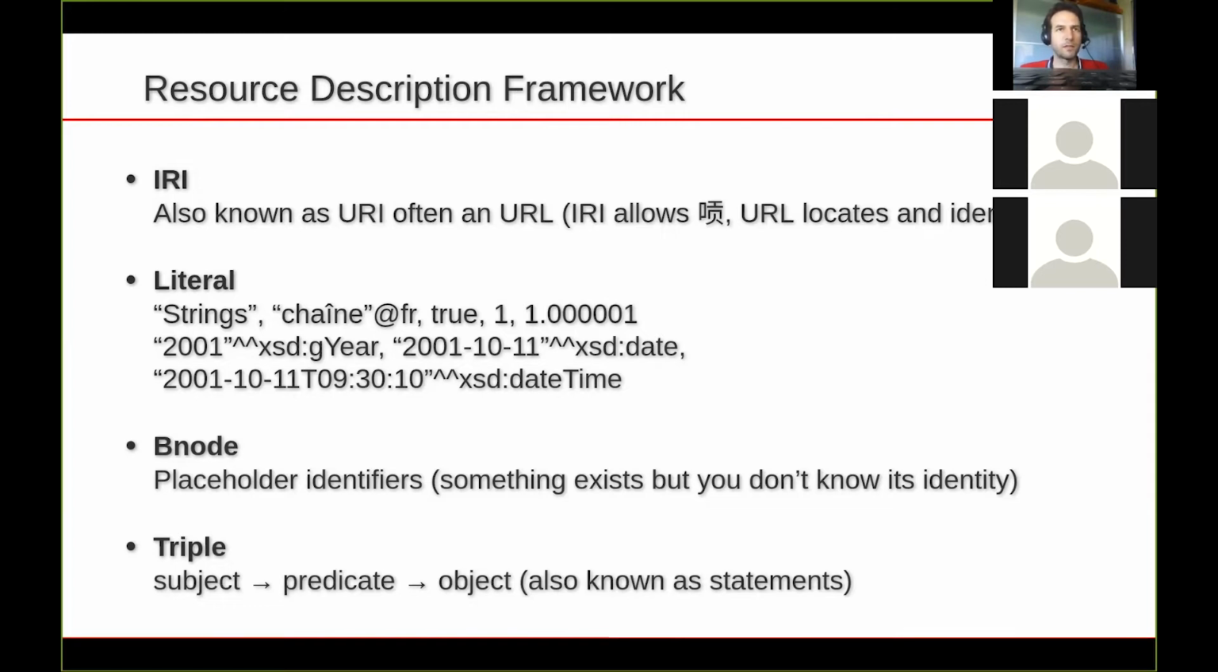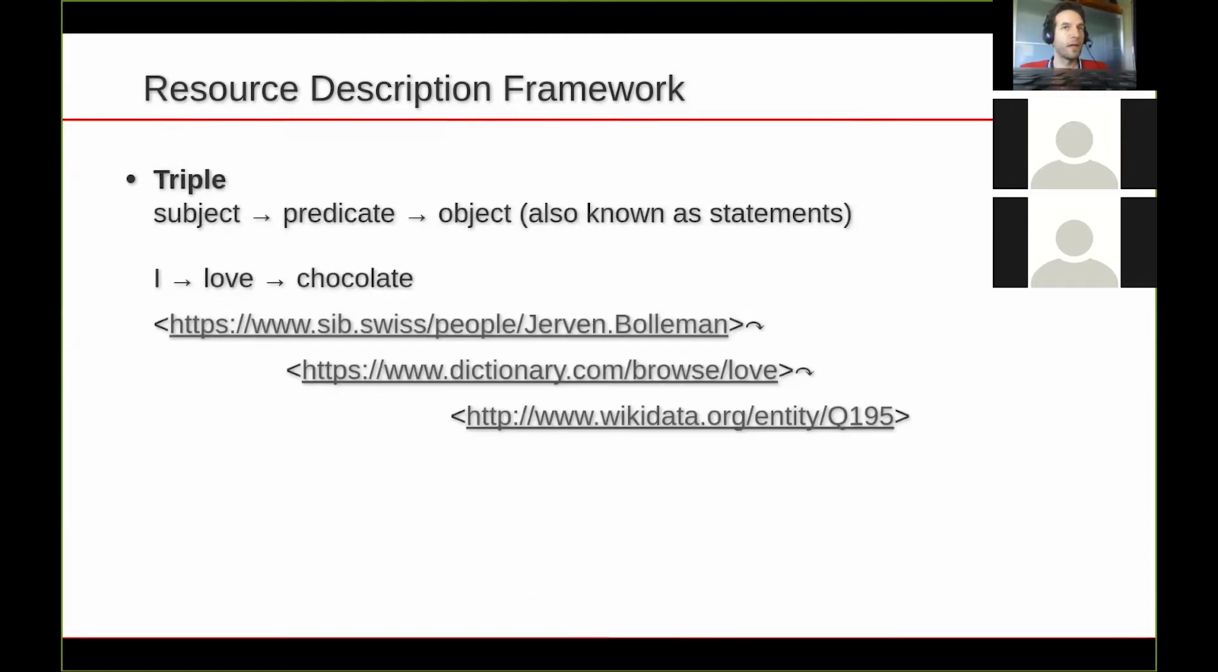Now these things are combined in triples. These are just very small sentences. They're also known as statements. You have subject, predicate, object. Subject is the thing we're talking about. The predicate is the relationship. And the object is then the second thing we talk about. I'll give you some examples. So, I love chocolate. It's a very simple sentence. I, subject, I like talking about myself. Predicate, love. Chocolate, object, where nobody complains about being objectified in the chocolate story.